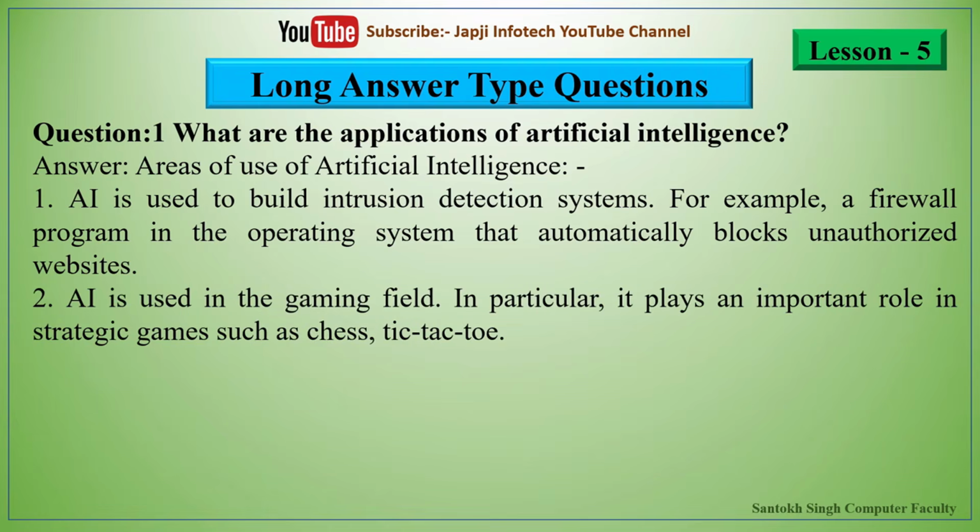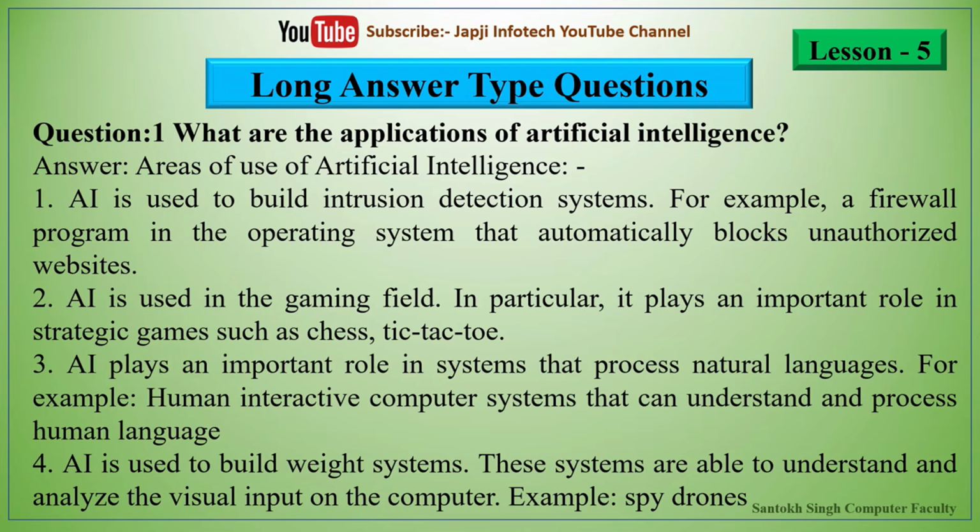The second one is AI is used in the gaming field. So in particular, it plays an important role in strategic games such as chess, tic-tac-toe. And third one is AI play an important role in systems that process natural languages. For example, human interactive computer system that can understand and process human language.